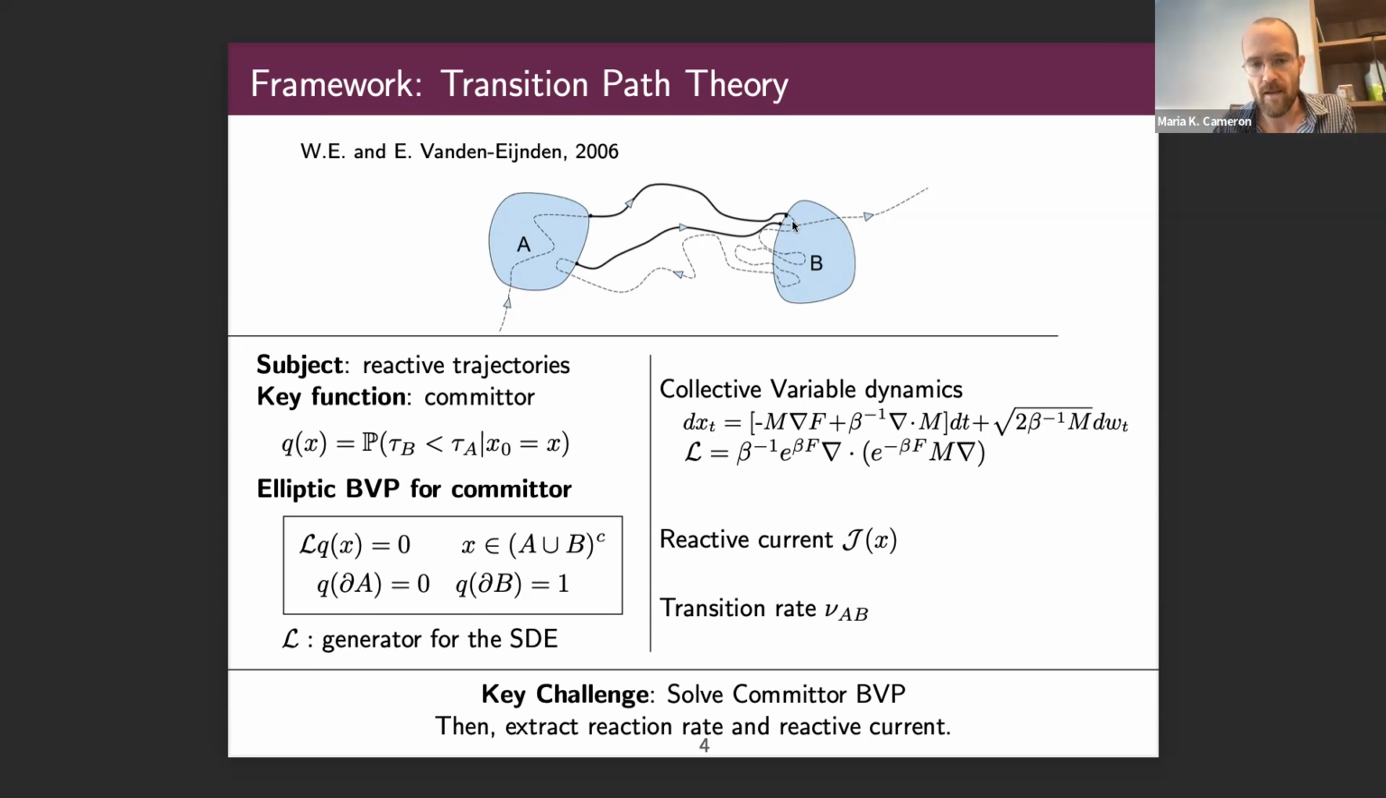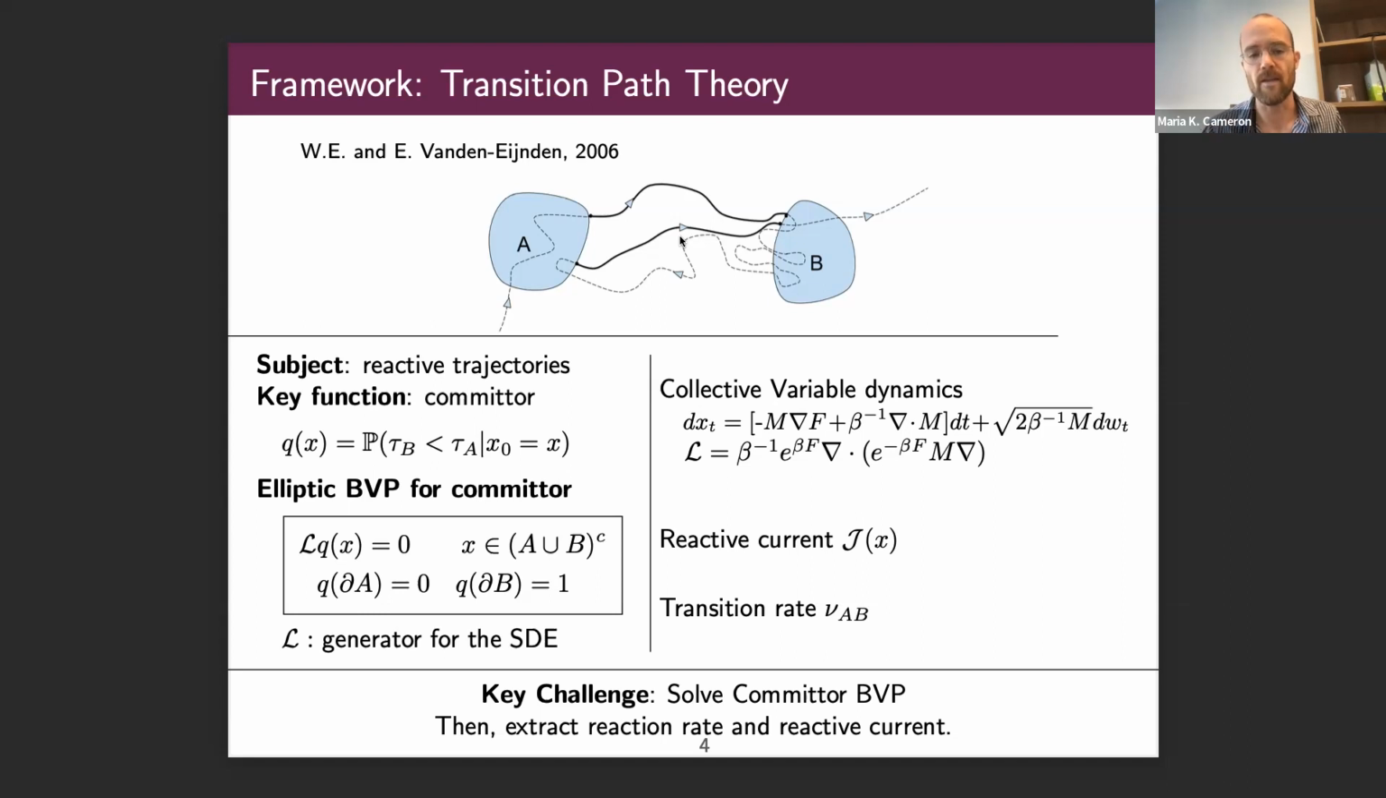The thing we're studying in transition path theory are reactive trajectories, which is that if you observed one long ergodic trajectory, you would see trajectories that leave A and enter B before ever returning back to A. And the statistics of these trajectories, the ones in black, are the ones we wish to analyze in transition path theory.